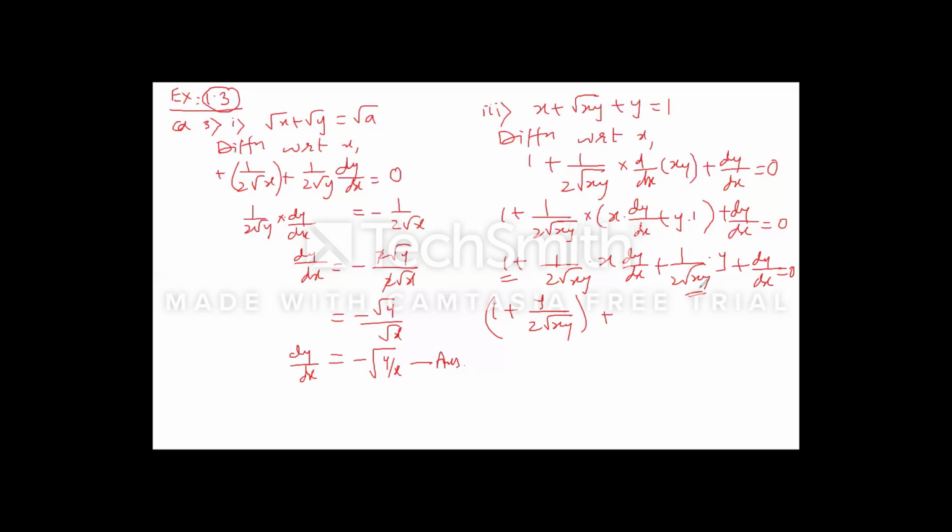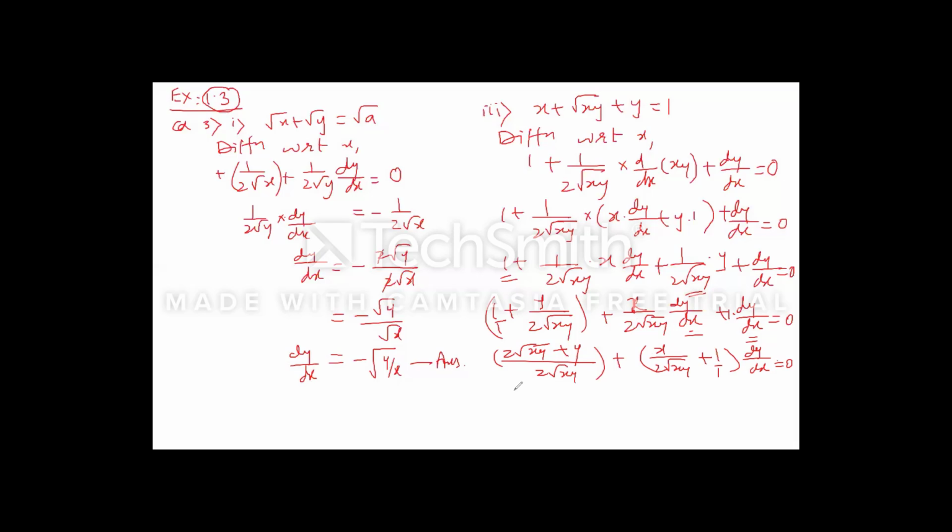Now we are going to write the terms with dy by dx. That is 1 upon 2 root xy, so x is here, dy by dx plus dy by dx equals 0. Now you can see dy by dx is here, dy by dx is here, coefficient is 1. You can also cross multiply here. It becomes 2 root xy plus y upon 2 root xy, plus now take dy by dx common. So the left term is x upon 2 root xy plus 1.